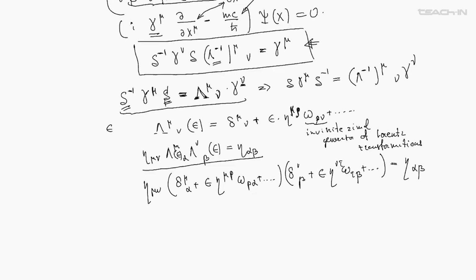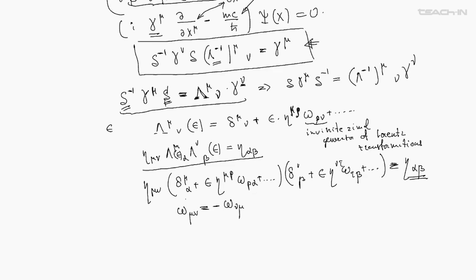So the leading term on the left-hand side will be equal to the leading term on the right-hand side, and this is η_{αβ}. So there will be cancellation of these terms. And then at linear order in ε, you will find the relation ω_{μν} is equal to minus ω_{νμ}. So it simply means that this generator of Lorentz transformation with lower indices is simply a skew-symmetric matrix.